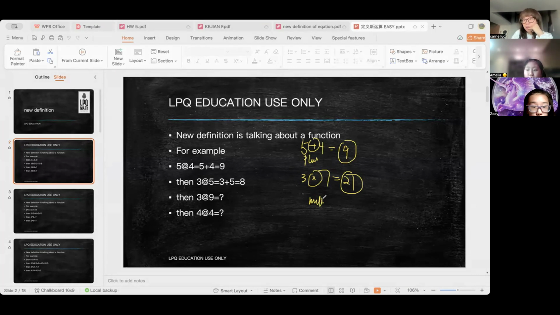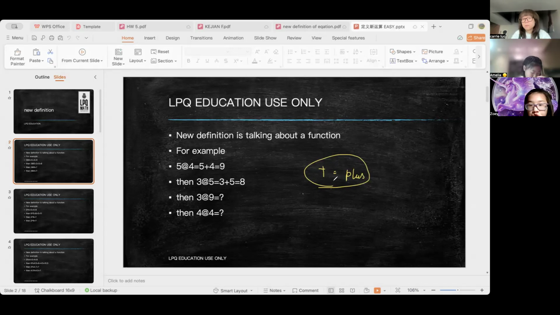Am I right? Okay, but who told you this little symbol represents plus? This is because of our natural resources, right? We learned it from before experience. But right now, I'm going to give a new definition, for instance, like this: at.